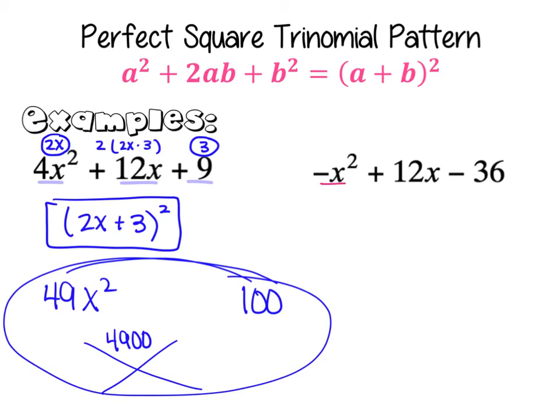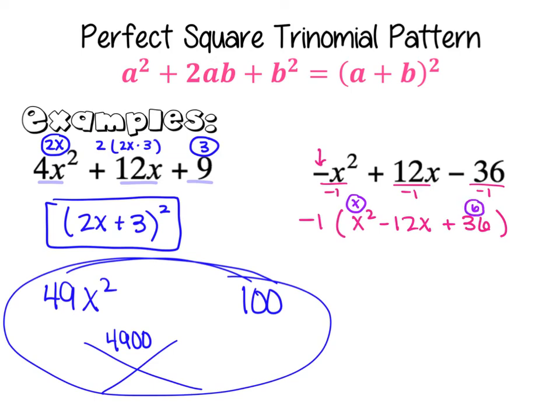Last example. If I can divide all of these things, for sure I see a negative in the front. I never want a negative quadratic term, so I'm going to take out a negative 1 again. So I undistribute that negative 1. I still have x squared, but then this will be negative 12x and positive 36. Right? So then I look and I say, ooh, I know the square root of x squared is x, and I know the square root of 36 is 6.